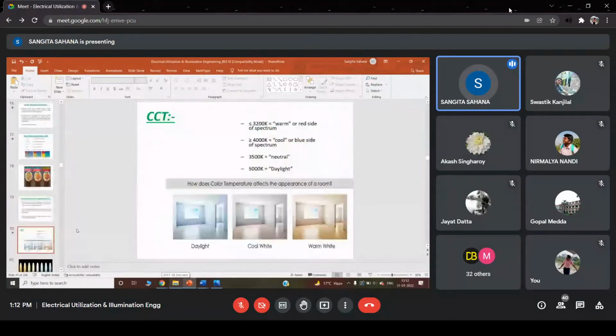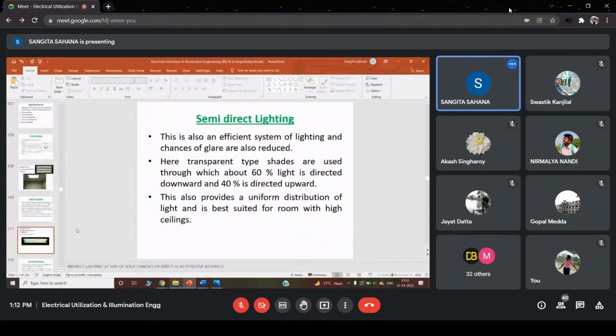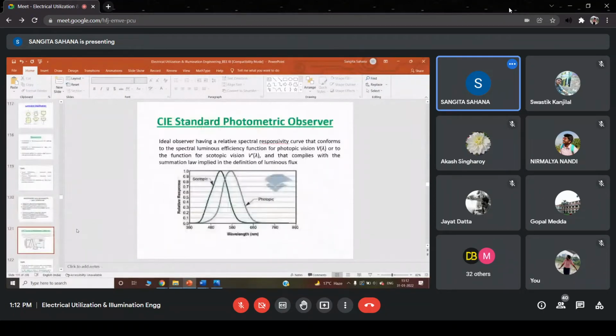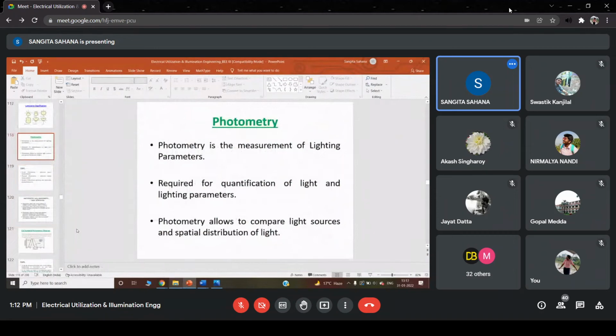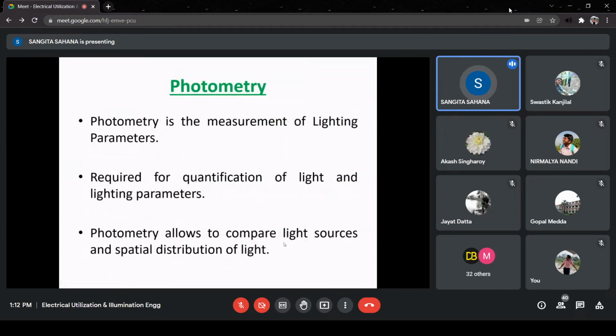Okay, so our next topic is photometry. Photometry is, as I told, the measurement of those lighting parameters, meaning how to measure the luminous flux, luminous intensity, illuminance, etc. So this is required to quantify the light and those lighting parameters.